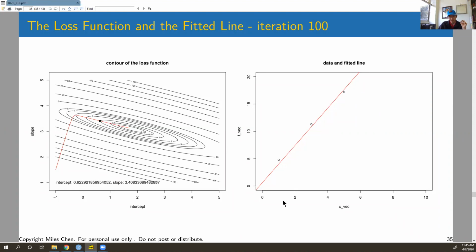After some more iterations, this is what we get, and we can see that's pretty good. We're getting a slope of 3.4 and an intercept of 0.62. After several more iterations, I get a slope of 3.18 and an intercept of 1.475. It's probably going to take something like 1,000 iterations to finally get to this central location. As you approach the optimal, you're taking even smaller steps, so it takes a lot of iterations to get to the end. But this is what we have.